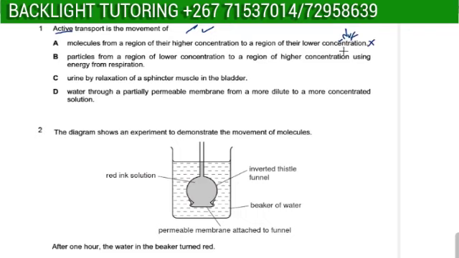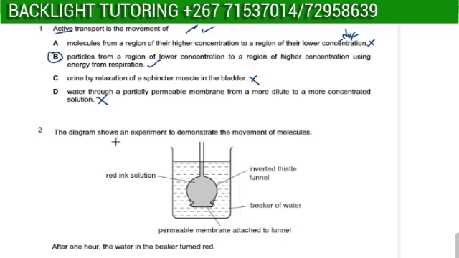So it is out, and then we have a particle from a region of low concentration to a region of high concentration using energy from respiration. This one is good. Then the next one, water through a partially permeable membrane from more dilute to more concentrated, this one is out. In this one we're looking at osmosis. So our answer is B, right?